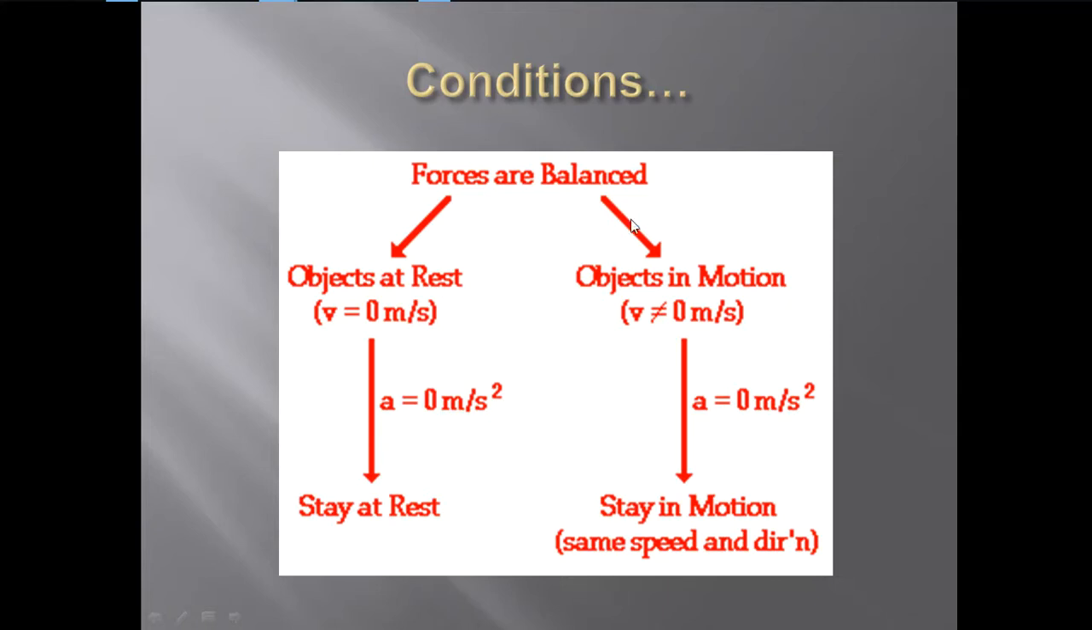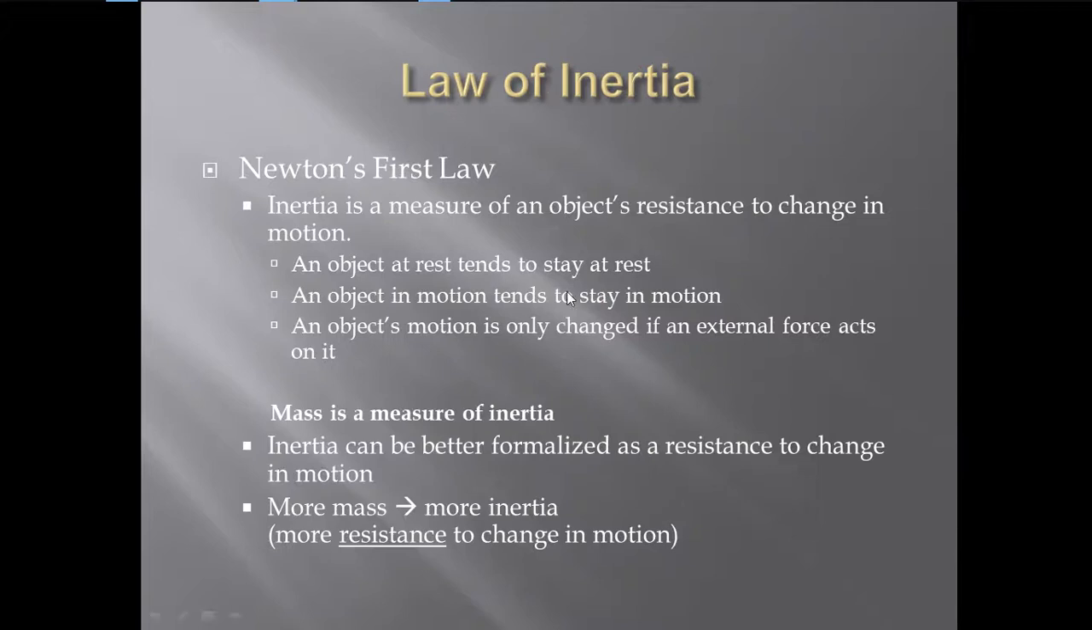In both cases, when forces are balanced, there's no acceleration. The object either stays at rest or continues moving at the speed it was moving. And this is a corollary of inertia. Okay, now what we're going to do is look at some examples of inertia.